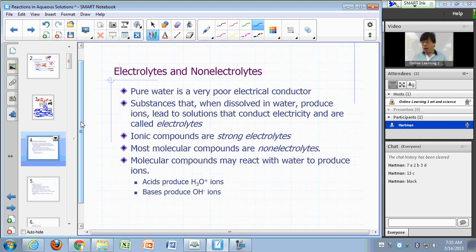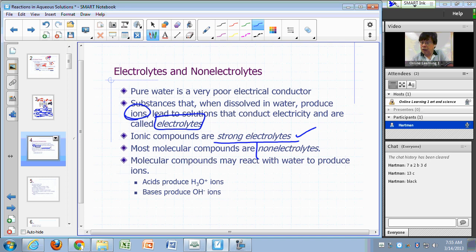We said pure water is a very poor conductor of electricity. Okay. But there are substances that when you dissolve them in water produce ions. So when you produce ions in aqueous solution, you end up with a solution that conducts electricity, and these substances are what we call electrolytes. And ionic compounds are strong electrolytes. If you dissolve them in water, they're going to spread out into separate ions. Positive and negative ions will be separated. And so that allows the resulting solution to conduct electricity.